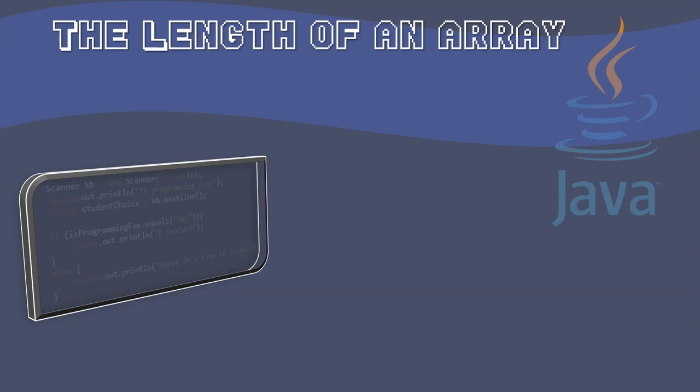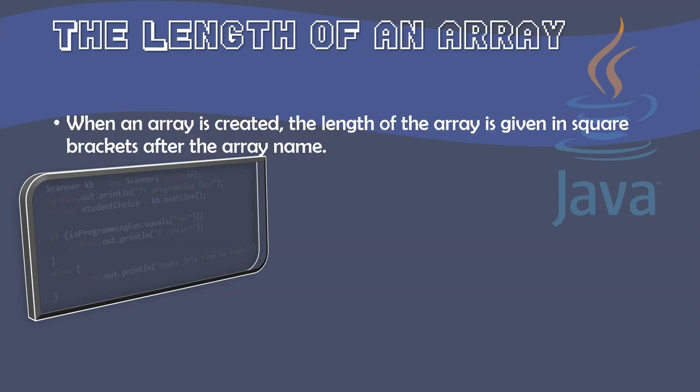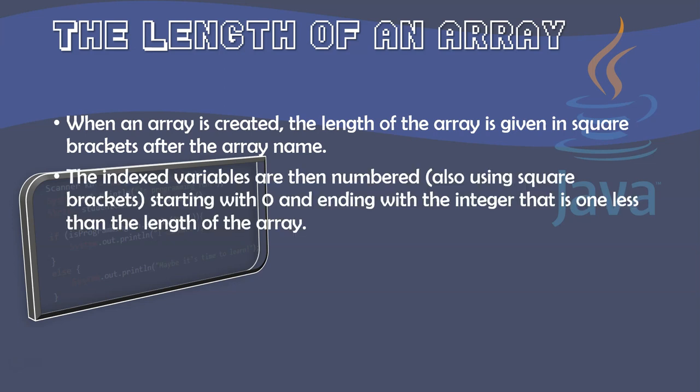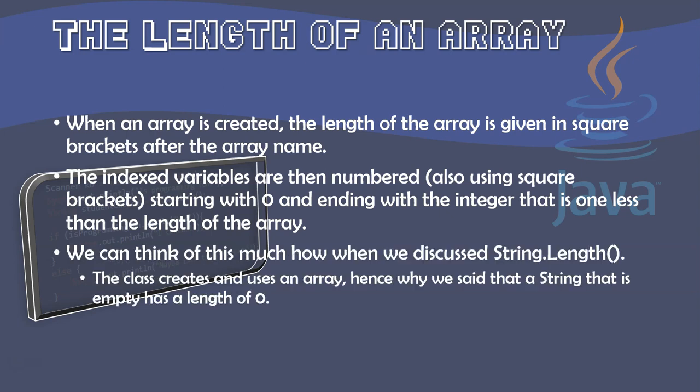So let's look at the length of the array with a little bit more detail. When an array is created, the length of the array is given in square brackets after the array name. So when we had our double score 5, that 5 is referring to the length. The index variables are then numbered using square brackets starting with 0 and ending with the integer that is 1 less than the length. And the reason why we say 1 less than length is because, remember, arrays start at position 0. Because they start at 0, you're not going to have that last score be score 5. It's why it's score 4, because we start at 0.